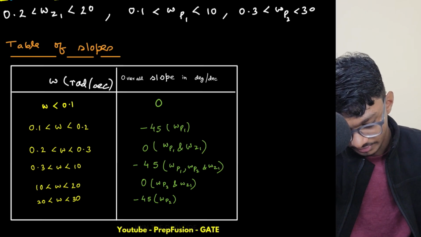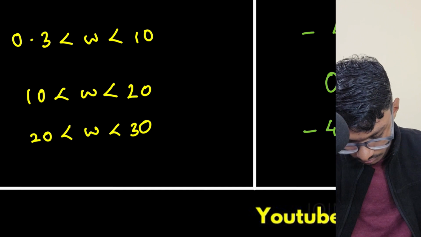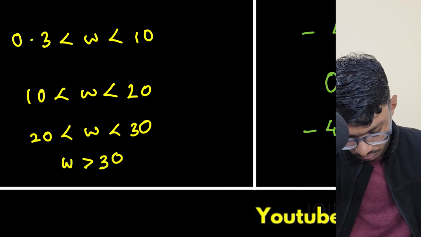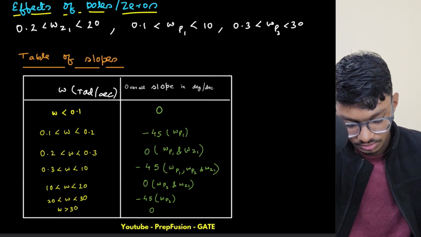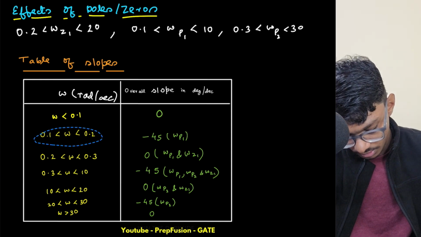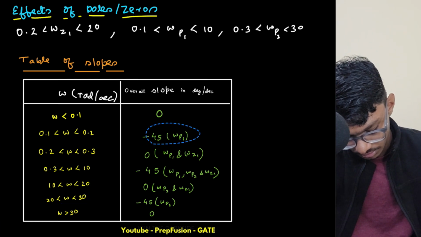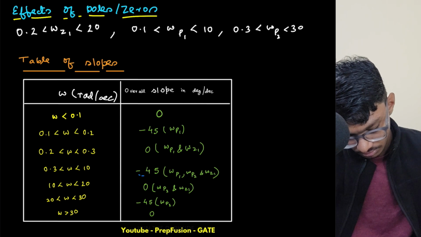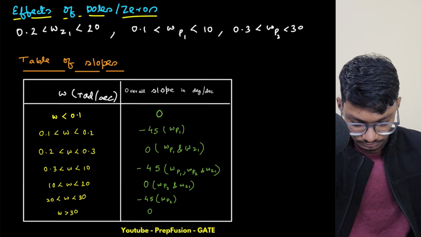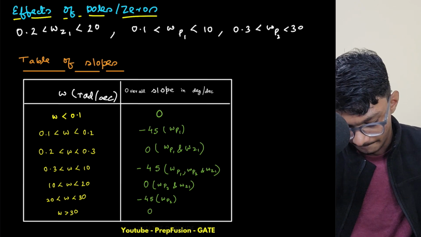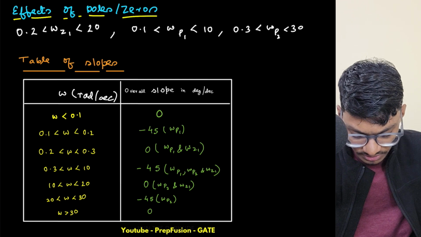Okay, after this obviously the effect of this pole will also become greater than 30. So everything will become 0. So yeah, start from 0 and end at 0. So yeah, these are basically the locations of the slopes. Okay, I hope you got the point. This is almost similar to the previous case.